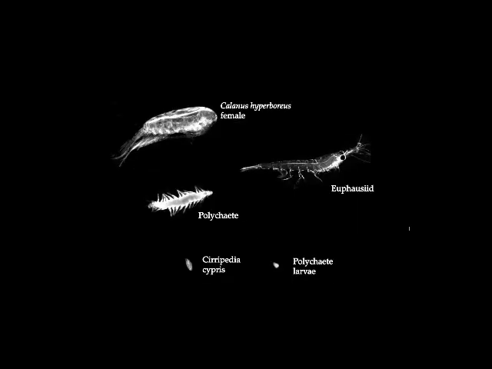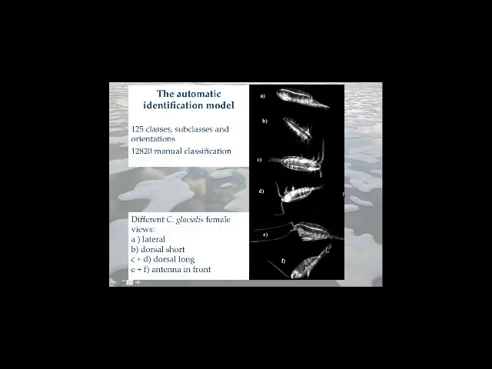Here's some other diversity. Here the Calanus hyperboreus, where you can actually see inside the fat storage that Jordan was also talking about. Then here euphausiid, a polychaete, green worm. Then here we also have the polychaete larvae, for example, or a barnacle larvae here, just to show you some of the things we can image.